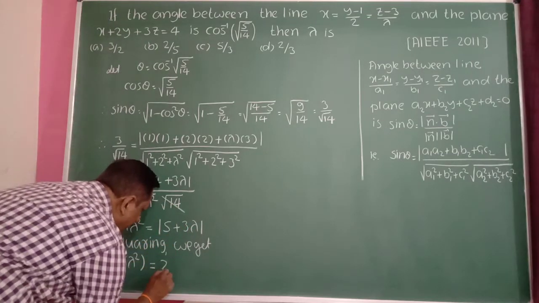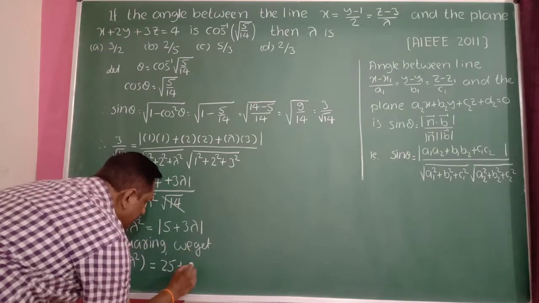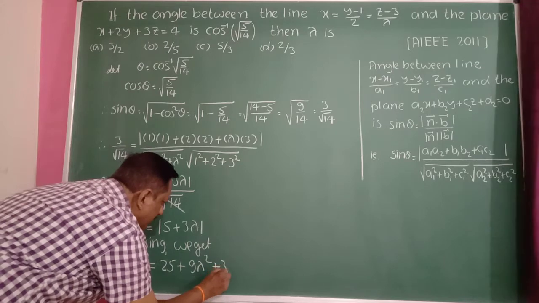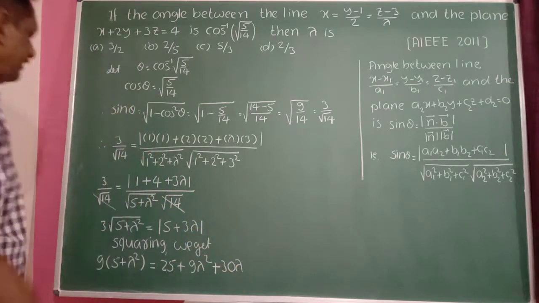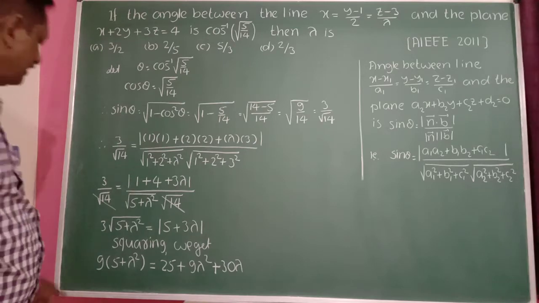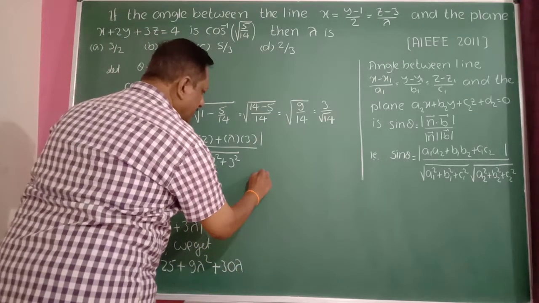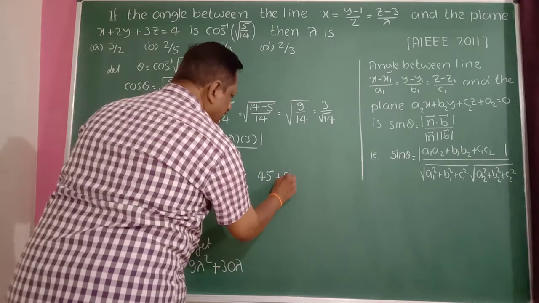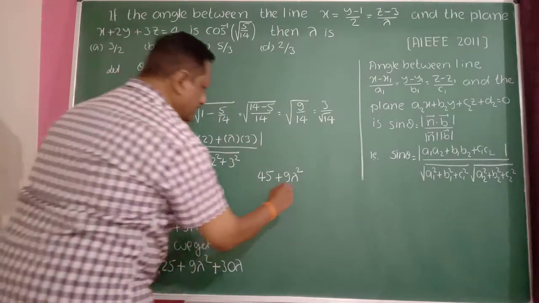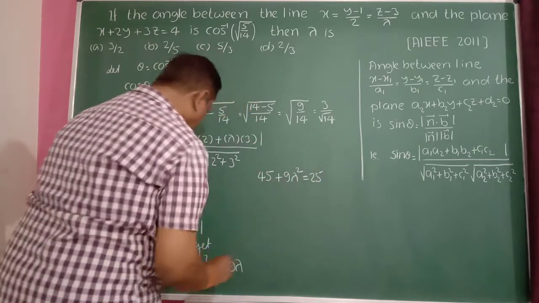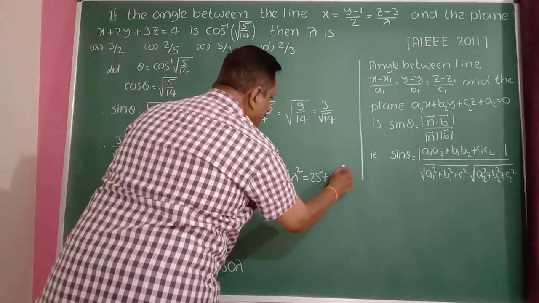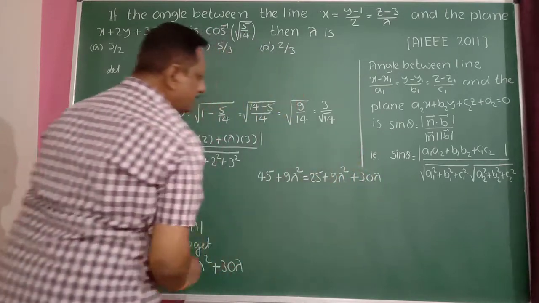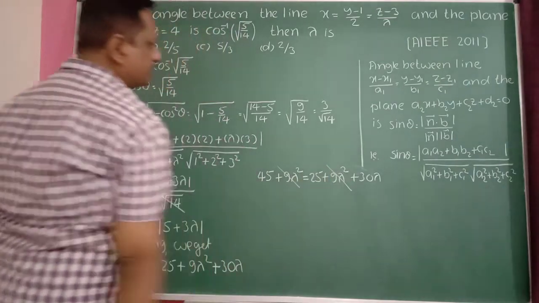So 5 square is 25, and 3 lambda square is 9 lambda square. Then plus 5 3s are 15, 15 2s are 30, so 30 lambda. Take 9 inside the bracket: 9 into 5 is 45, and 9 into lambda square is 9 lambda square. So 45 plus 9 lambda square is equal to 25 plus 9 lambda square plus 30 lambda. Then this 9 lambda square cancels on both sides.